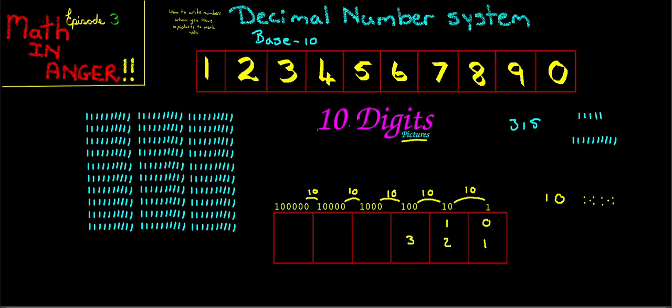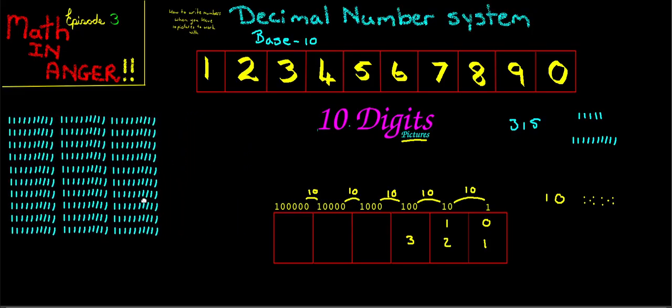Then we have 1 of 10. That is 1 of these stacks. And then we have 5 of 1, which is that. And if you go and count these lines one by one, you will get 321.